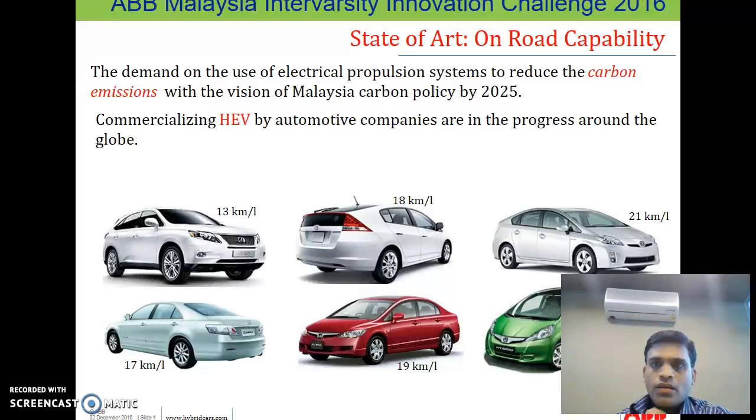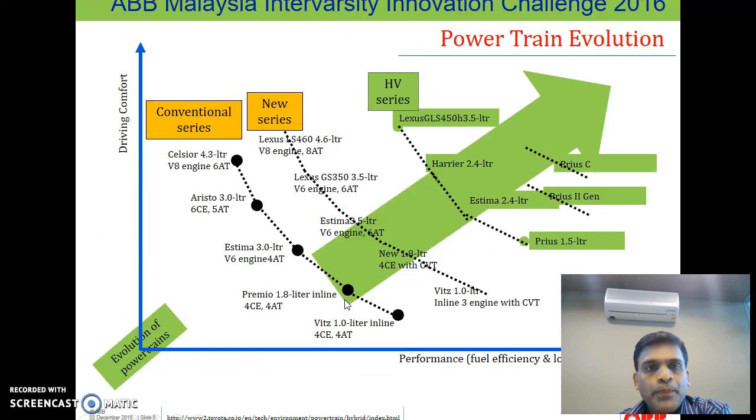Then on-road capability, you can explain about carbon emission. These are the few models available in the market. If you want, you can explain individually the car model. Otherwise, just tell that these are the different types of EV, HV available in the market.